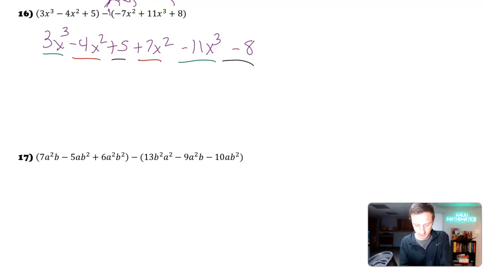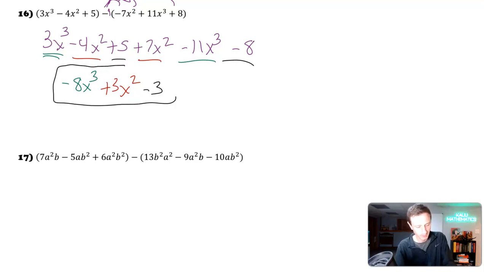For some reason I can't see what colors I picked. Yeah, green. 3x to the third minus 11x to the third. 3 minus 11 is negative 8x to the third. Negative 4x squared plus 7x squared is going to be 3x squared. And 5 minus 8 is negative 3. There we go.